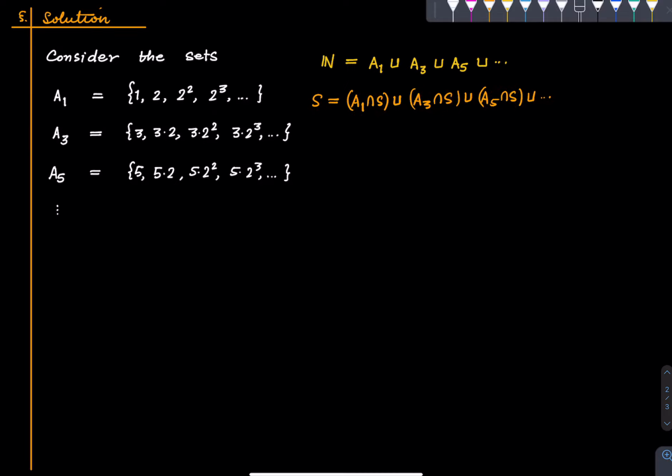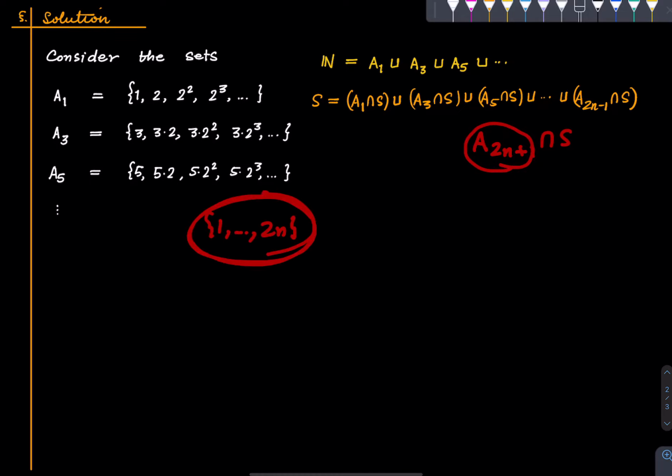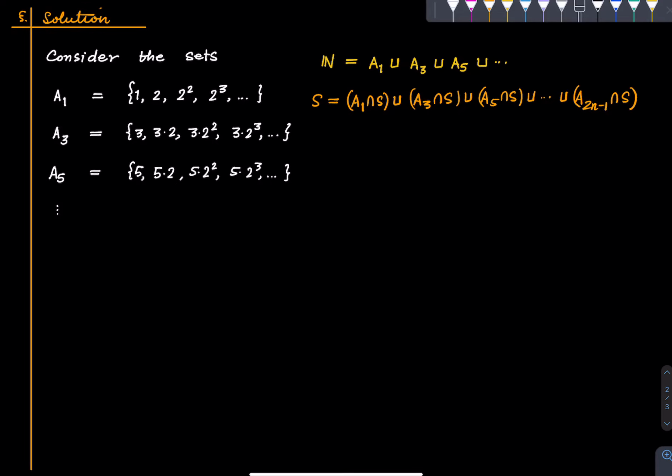But note that we can actually stop at a finite point, and the point where it stops is this one. We do not need to go beyond, because A_{2n+1} intersection S is empty. Why? Because A_{2n+1} is disjoint from the first 2n integers. There is no element here which is there, and therefore no element here which is in S in particular. So S is partitioned by these sets, and how many of them are there? These are n of them, right? These are a total of n sets.